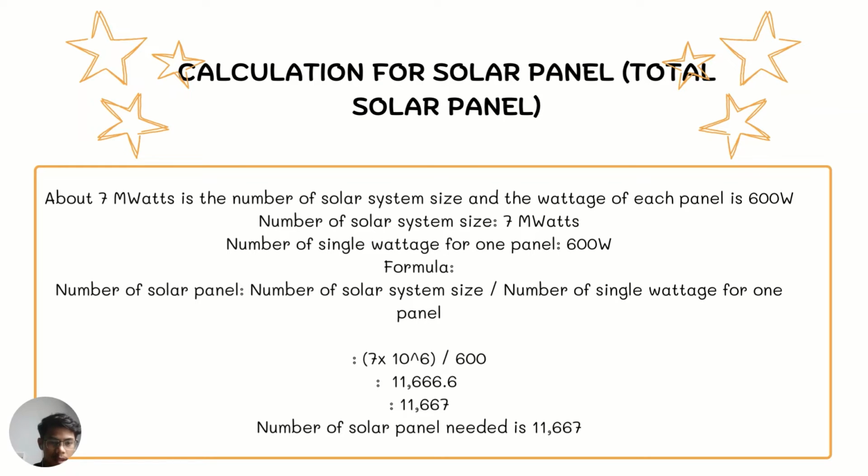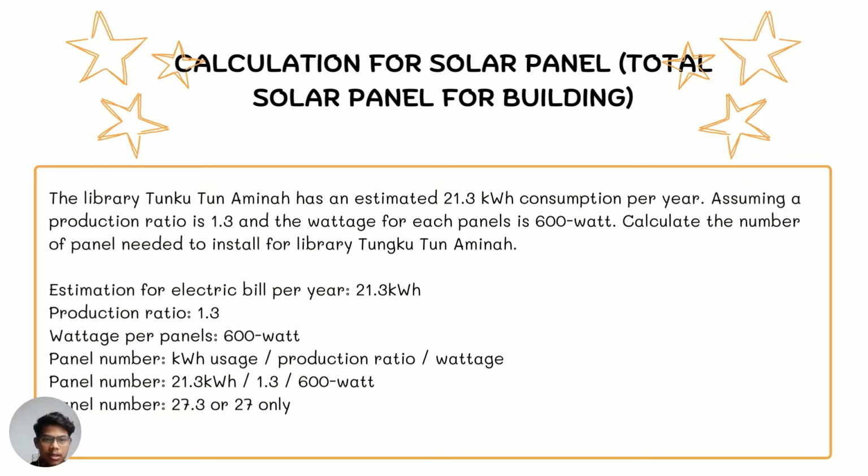11,666.6 or 11,667 solar panels needed. So next is the calculation for the total solar panels for a single building. This calculation is used for finding the total number of panels needed for a single building.